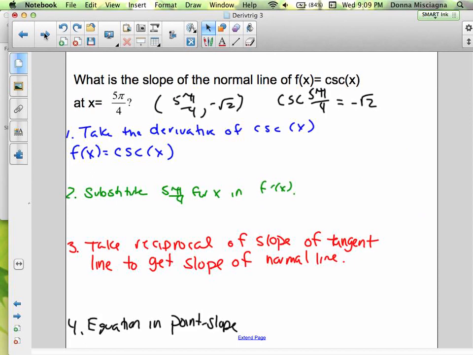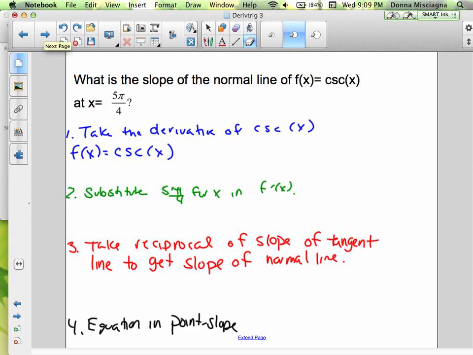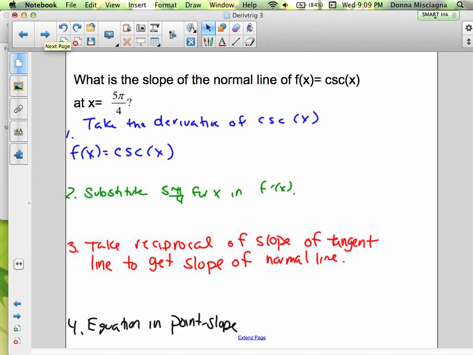So we want to find the slope of the normal line. It looks like I already evaluated, well, I have some things up there. I'm going to erase this. That was more than I wanted to include initially. First of all, we need to take the derivative of cosecant.